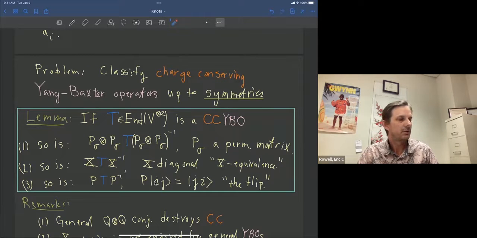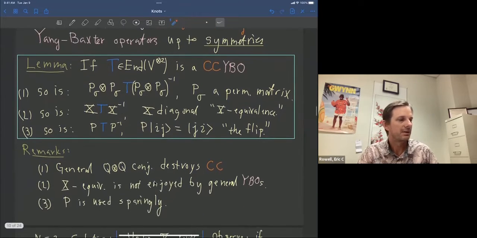Interestingly also, if you take any diagonal matrix acting on V tensor V, and conjugate, it remains a charge-conserving Yang-Baxter operator. And then one more is that if you take the flip operator that swaps ij with ji, naturally one can see that this preserves charge conservation, but it also preserves the Yang-Baxter equation. And so we have a number of symmetries that we can use.